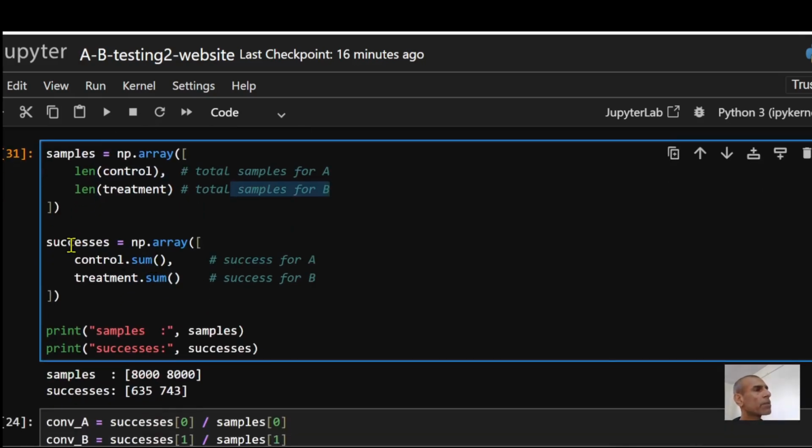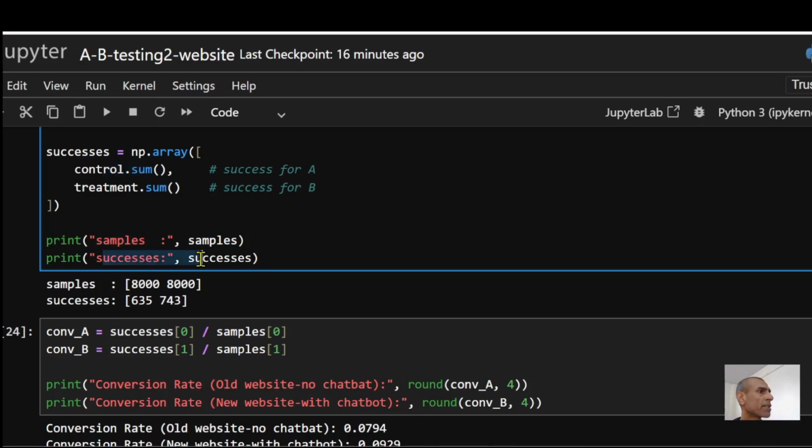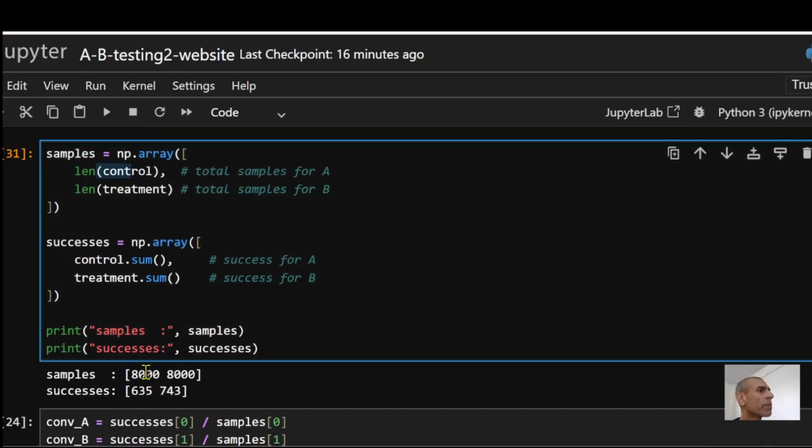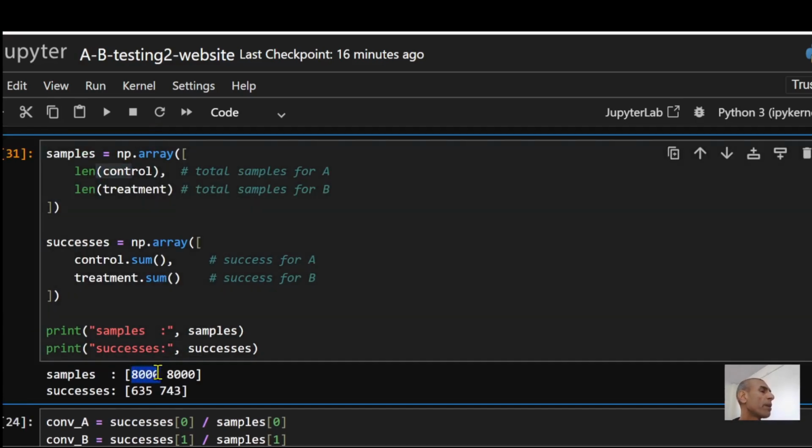Now, after people came to website A and B, I want to calculate how many of them bought a product. So this one gives me the successes: how many people bought the product for website A. Treatment.sum is going to tell me how many people bought the product for website B after they went to website B. So that's what I'm doing. I'm just adding all the ones over here, and then I'm printing out my samples and successes. This 8,000 is telling me 8,000 people visited website A. This 8,000 is telling me that 8,000 people visited website B.